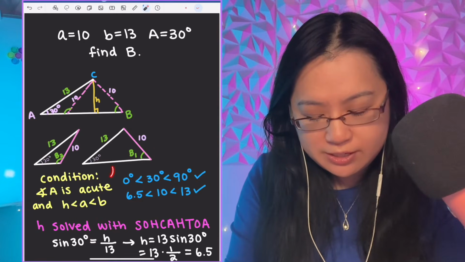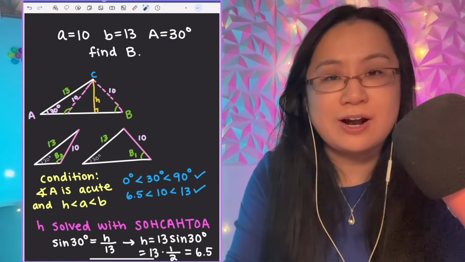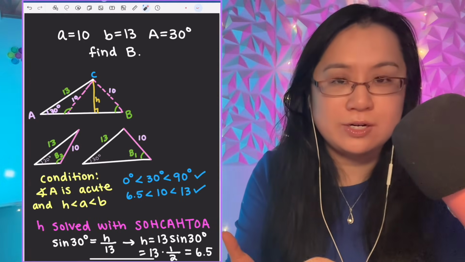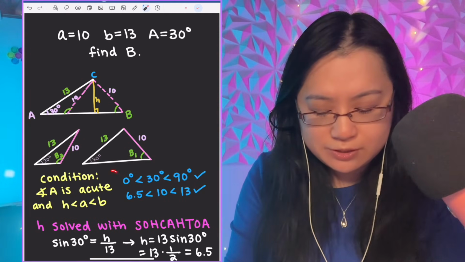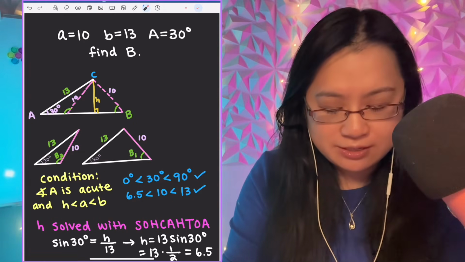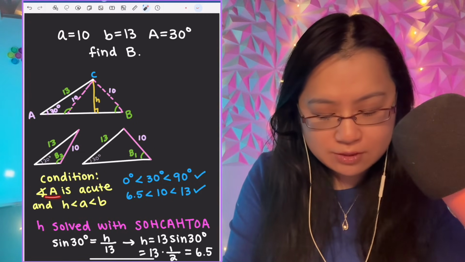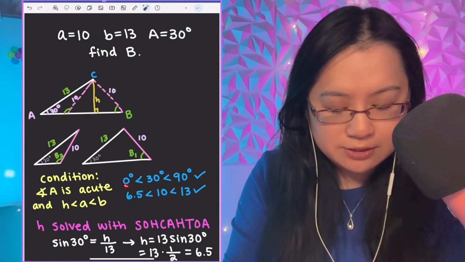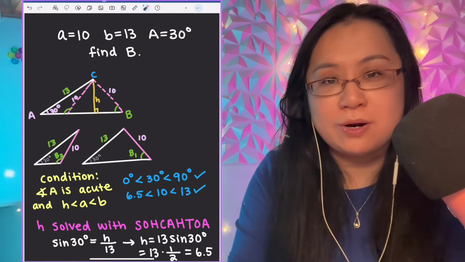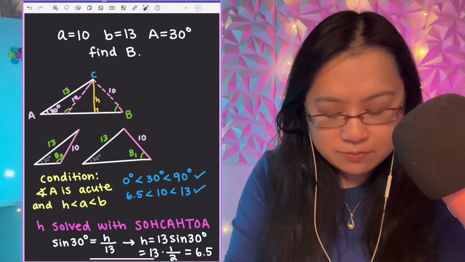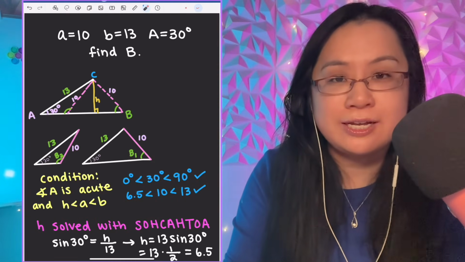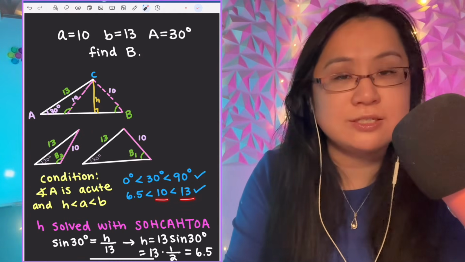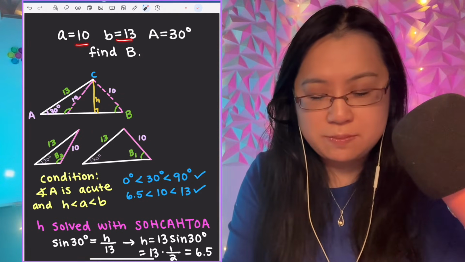It would be this. And so you can try out the different parts of this to see if you're going to be given 0, 1, or 2. But otherwise you can just go ahead and memorize this. So here we have angle A, which is 30 degrees. That is acute. It is between 0 and 90. So no problem there. Then we want to have H. H is less than A less than B. So 10 is less than 13. That's no problem. My A is less than my B.